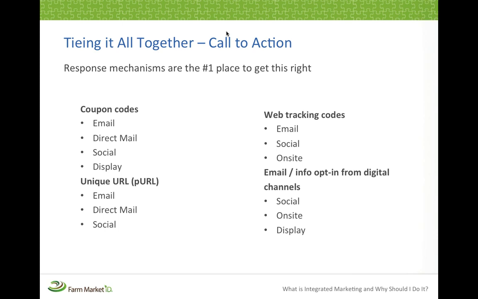So you can actually drop cookies on people and start to understand how they're interacting with you across different areas of the internet. And then email info opt-in for digital channels. So through social, your on-site, and your display advertising, put up a gate or two to get people to opt in. If you have a white paper or a coupon code of the day, put an email address opt-in there so that you can tie it back to a person that might already be in your database, so that you can start to build these profiles on people.